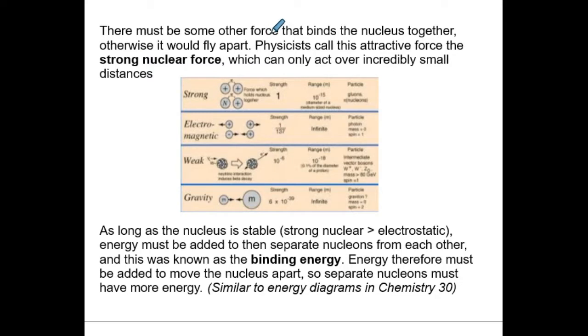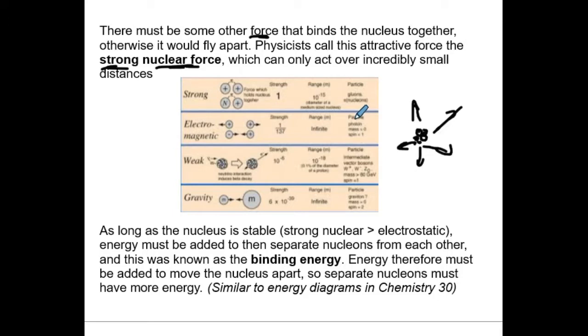They theorize that there must be another force that is binding the nucleus together. Otherwise, it would just fly apart. All of these individual little protons would just start bursting apart and breaking. And they do, actually, and we're going to talk about that when we talk about the weak nuclear force, eventually. But the weak nuclear force is what we're going to discuss when we talk about radiation, gamma radiation, and beta and alpha radiation. The strong nuclear force is what we believe keeps the nucleus together.